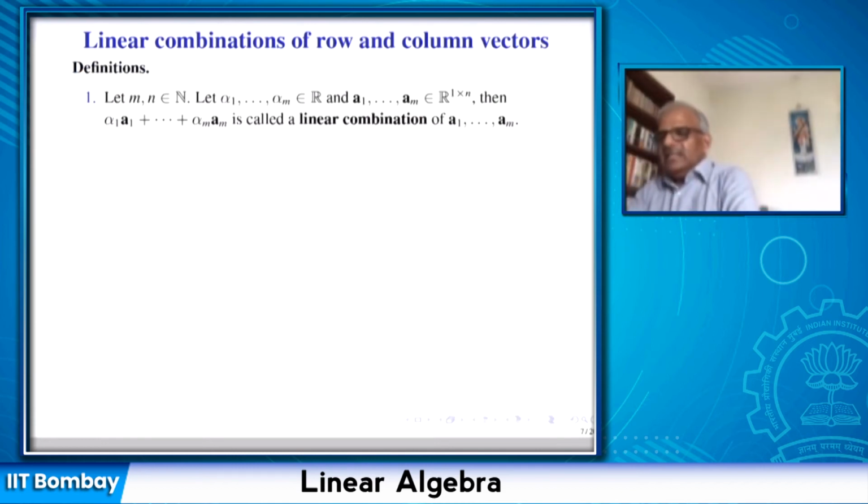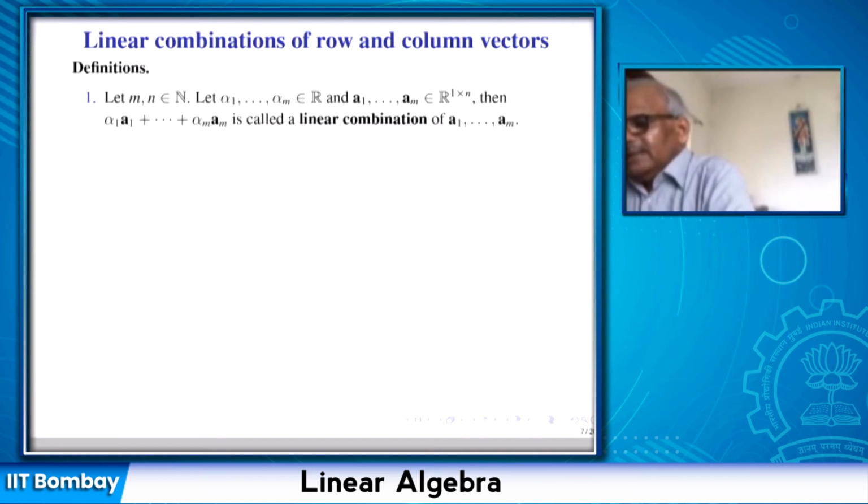Now we define linear combinations of row and column vectors. Throughout the semester, we will be dealing with linear combinations to do various things in linear algebra. So let us define what is the meaning of linear combination of row and column vectors.